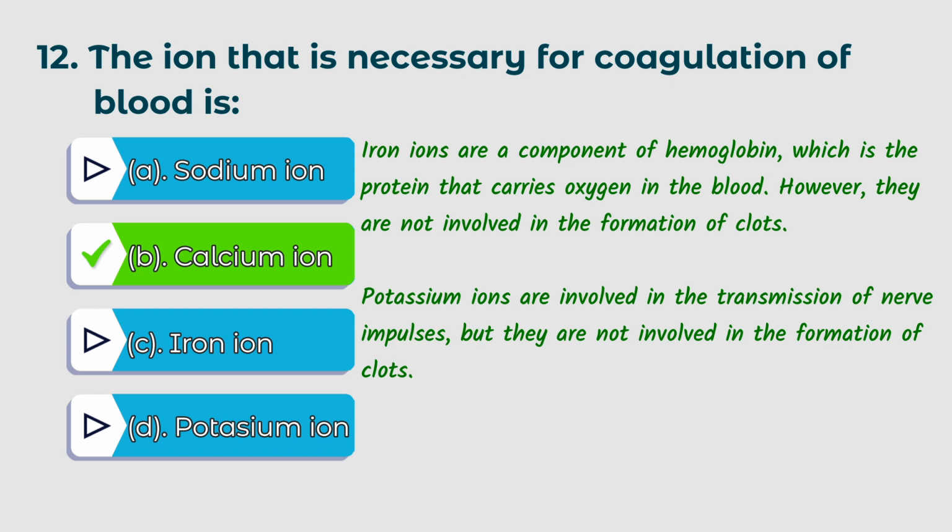Iron ions are a component of hemoglobin, which is the protein that carries oxygen in the blood. However, they are not involved in the formation of clots. Potassium ions are involved in the transmission of nerve impulses, but they are not involved in the formation of clots.